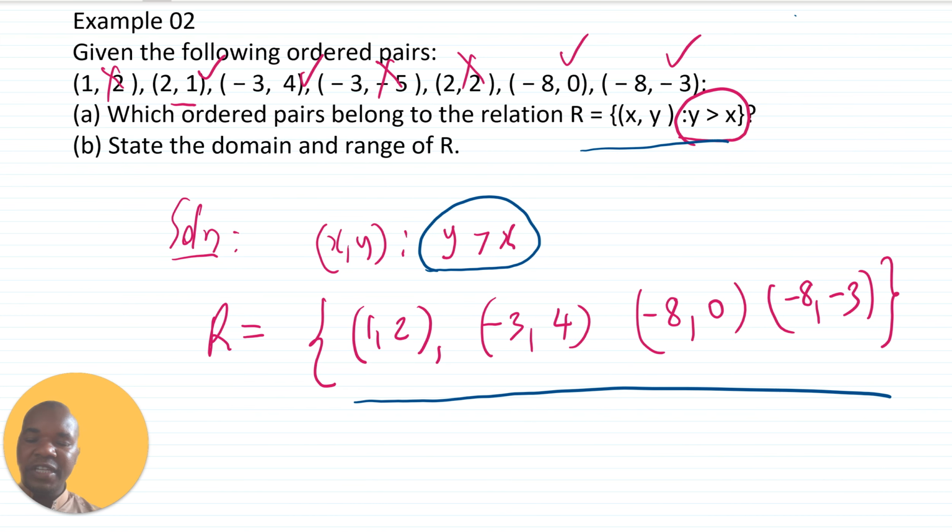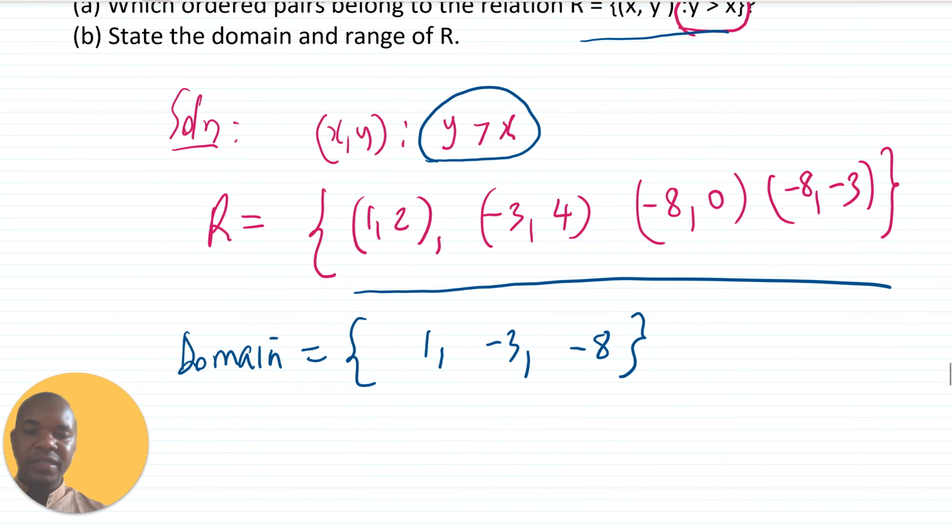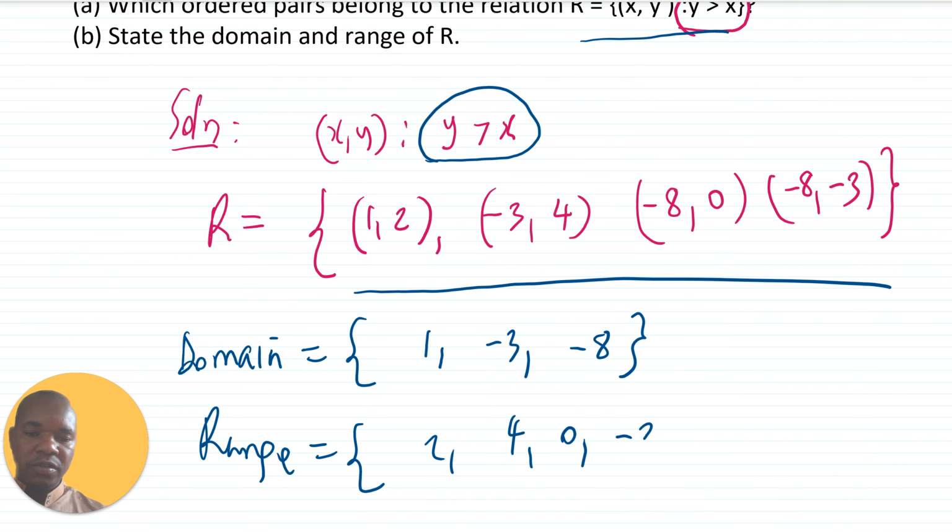State domain and range. So the domain of this relation, dear students, is going to be 1, -3, -8. So that is the domain. And the range will be 2, 4, 0, -3. So that is the domain and range of this relation, dear students.